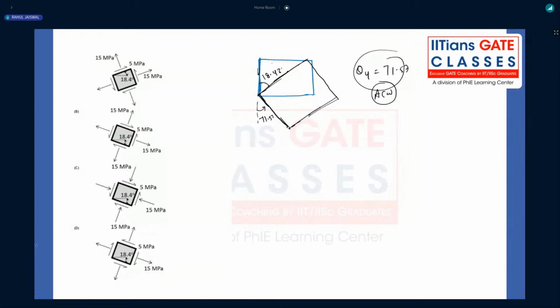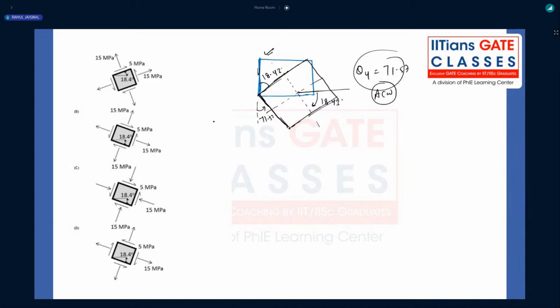That means from a particular given plane of stress condition, this plane has been rotated by this particular angle. Can I say this plane has been rotated by 18.43 degree? Just check it out. So which option is correct as of now?